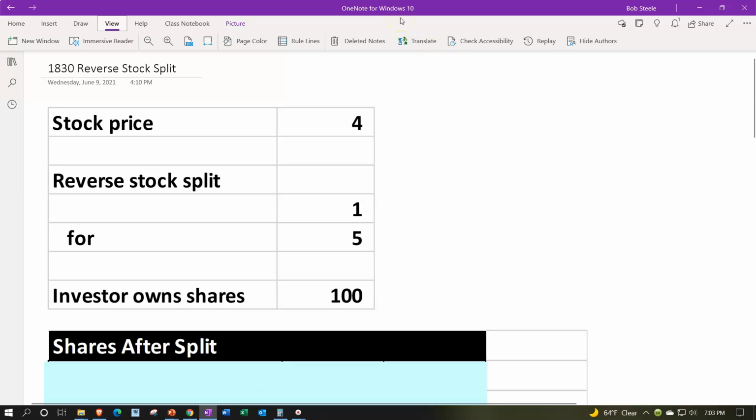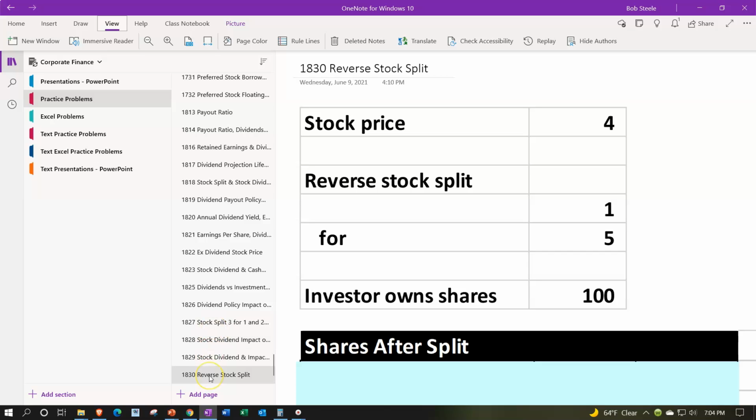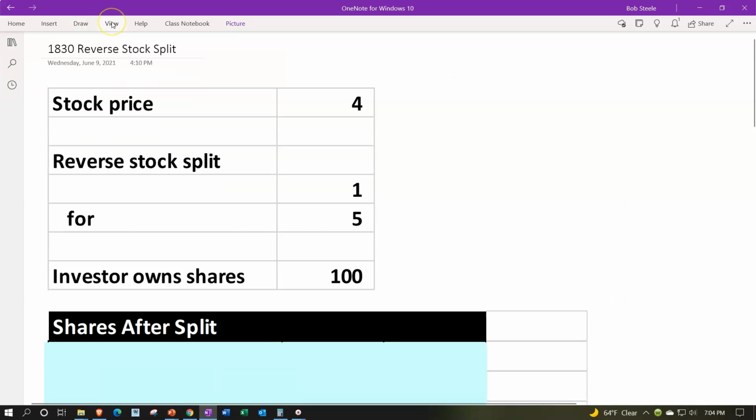If you have access to OneNote and would like to follow along, you're not required to, but if you would like to, click the icon on the left-hand side, Practice Problems tab, then down in the 1830 Reverse Stock Split tab. Also note, when using OneNote, look at the immersive reader. Our presentations will be down in the text area as well, same name, same number, but with transcripts. Transcripts can be translated into multiple different languages and either listened to or read in them. Closing the icon, we have our information up top, calculations down below.